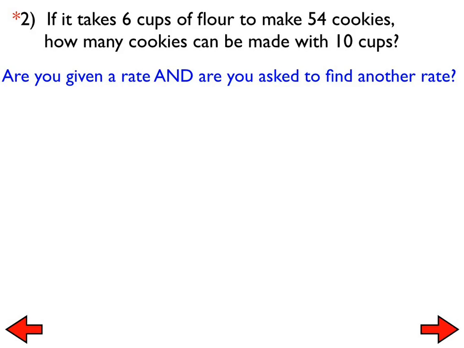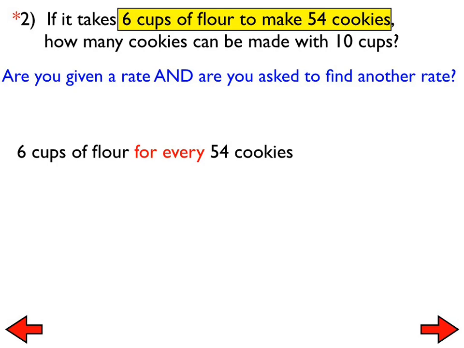In this problem, we are given a rate and we're asked to find another rate. And the given rate is 6 cups of flour to make 54 cookies. That's the given rate. So that means, since we're also trying to find another rate, we can use a proportion. Daniel, what proportion would you use to solve this?